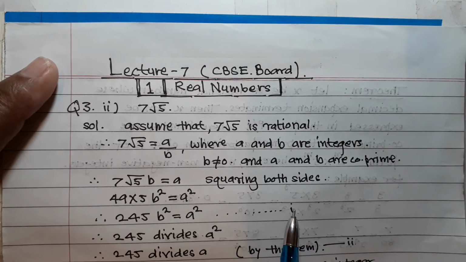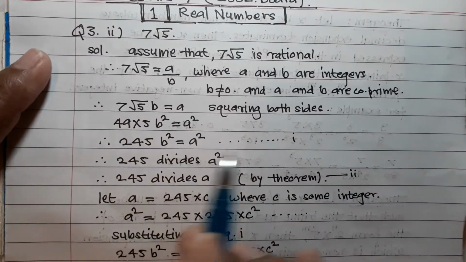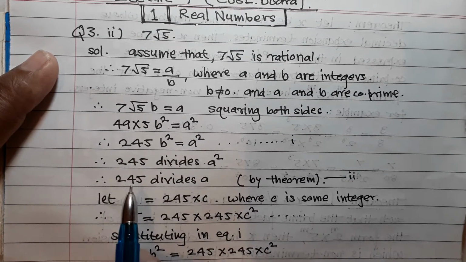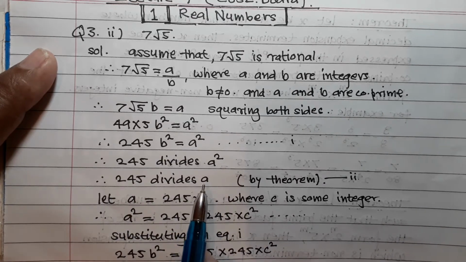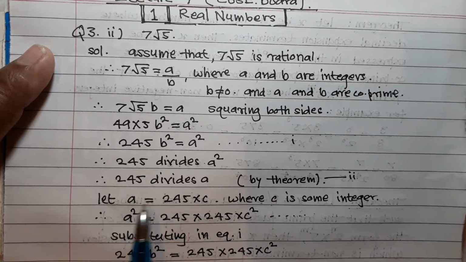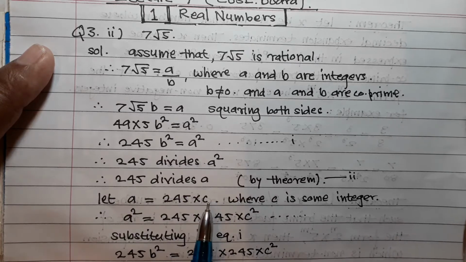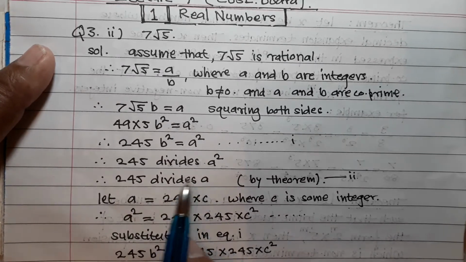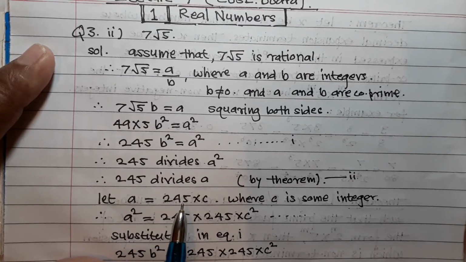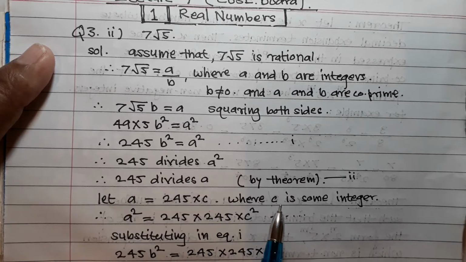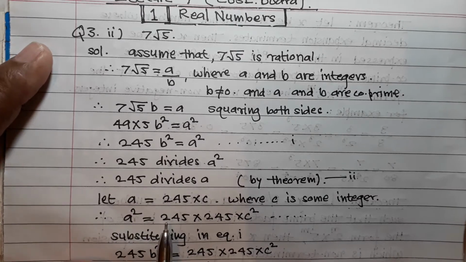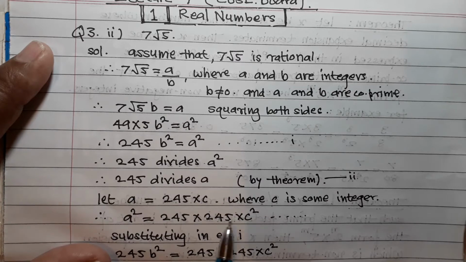So this is statement number 1, and therefore 245 divides a square, and therefore 245 divides a, by theorem. Statement number 2: let a is equal to 245 into c, because this a is a multiple of 245, where c is some integer, and therefore a square is equal to 245 into 245 into c square.